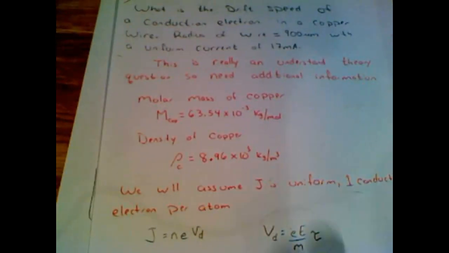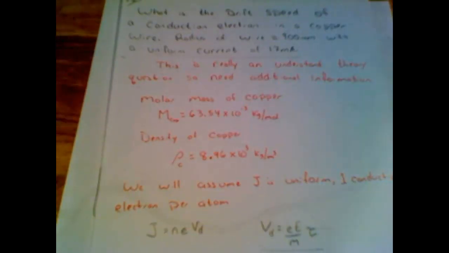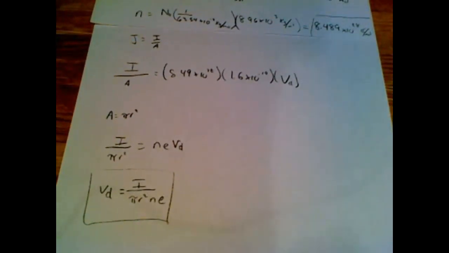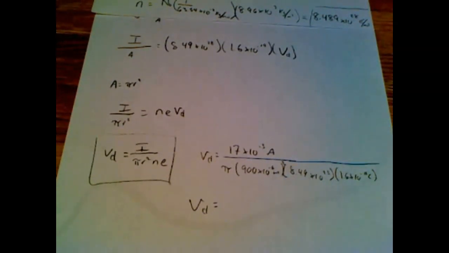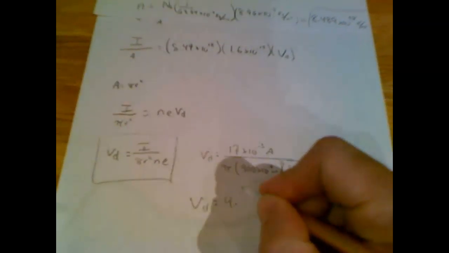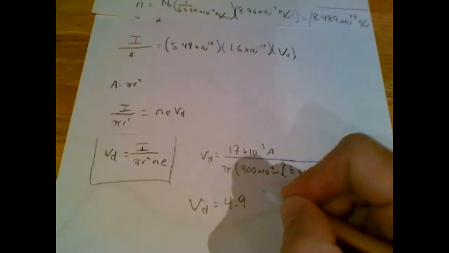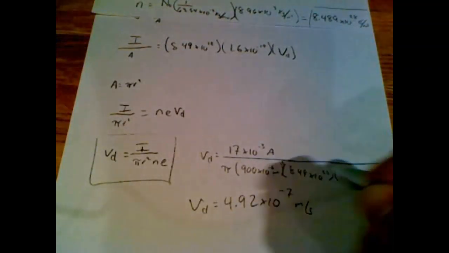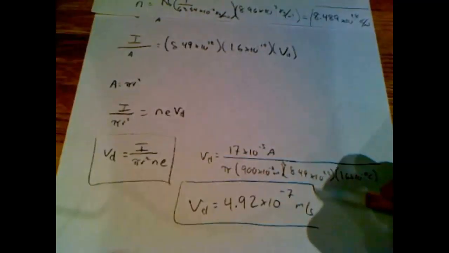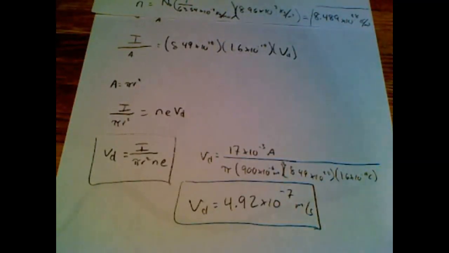Go back to my given, and I had a uniform current, 17 milliamps, if you recall. Now it should be easy, just plug and chug. And if you do all that right in the calculator, you should get 4.92 times 10 to the negative 7th meters per second. So what does that show us? That shows us with real values that electrons, or charge carriers, actually travel very slowly through wires.